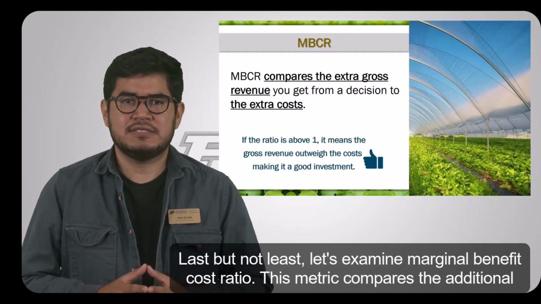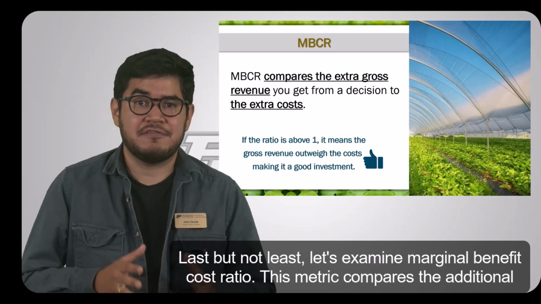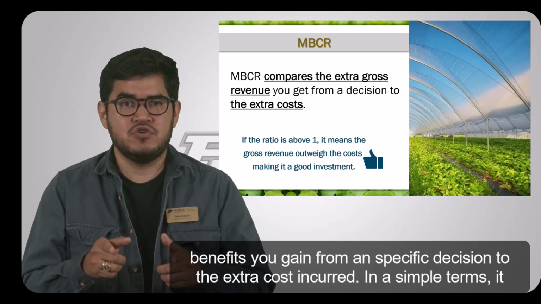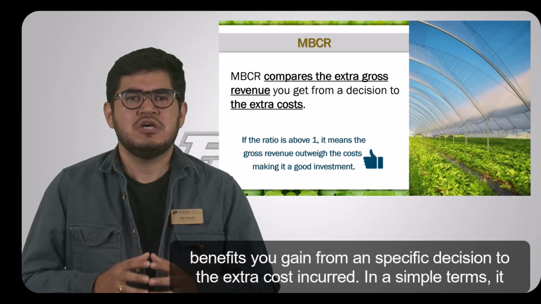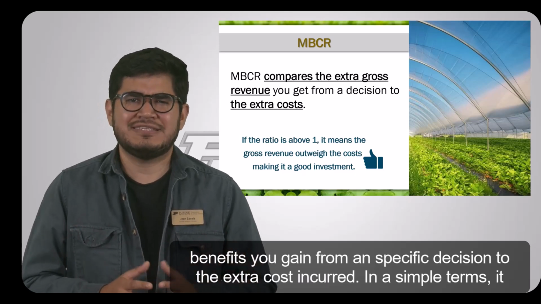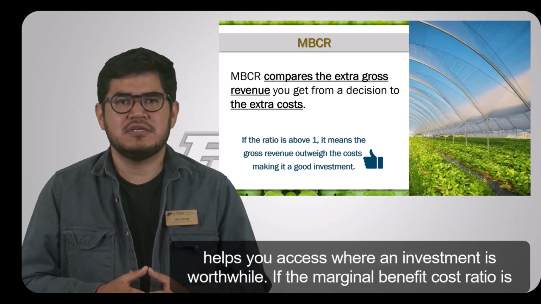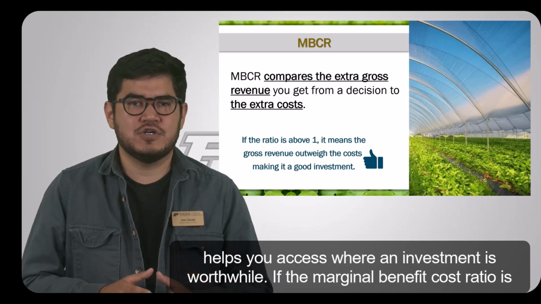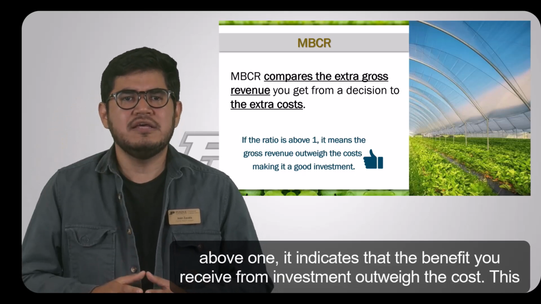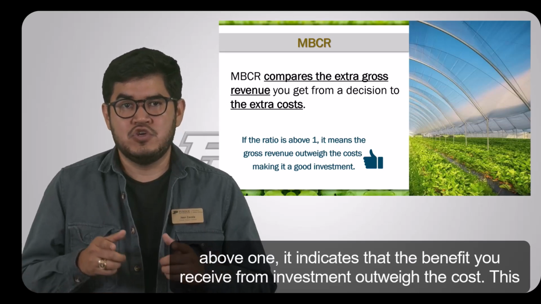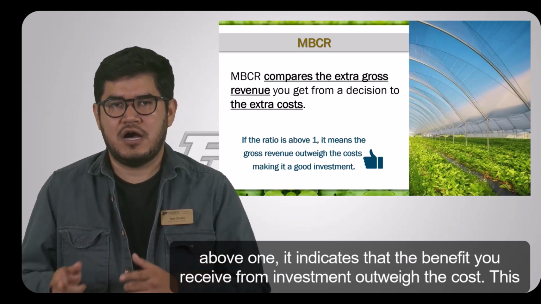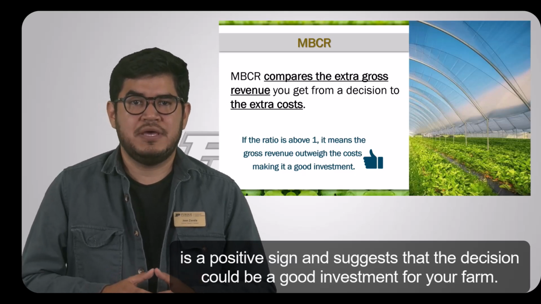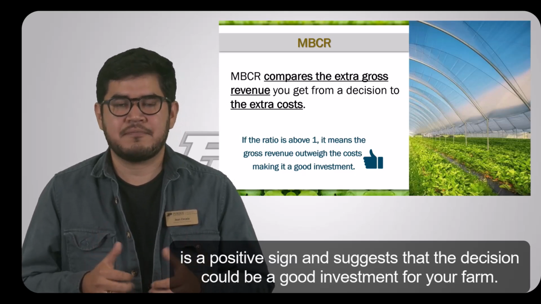Last but not least, let's examine the marginal benefit cost ratio. This metric compares the additional benefits you gain from a specific decision to the extra costs incurred. In simple terms, it helps you assess whether an investment is worthwhile. If the marginal benefit cost ratio is above 1, it indicates that the benefit you receive from the investment outweighs the cost. This is a positive sign and suggests that the decision could be a good investment for your farm.